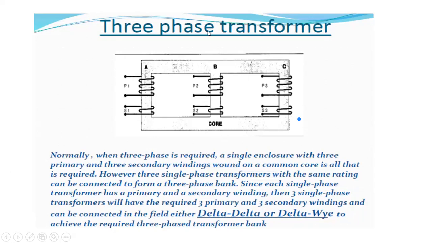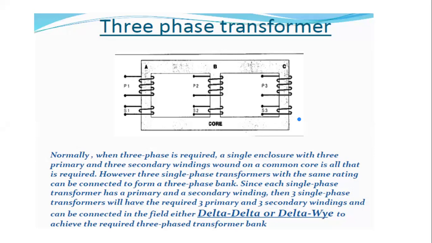A 3-phase transformer means we are using 3 primaries and 3 secondaries, or otherwise we are using 3 single phase transformers that will be connected together to form a transformer bank. In that bank also we are using 3 primaries and 3 secondaries. We fulfill the requirement of the 3-phase supply.